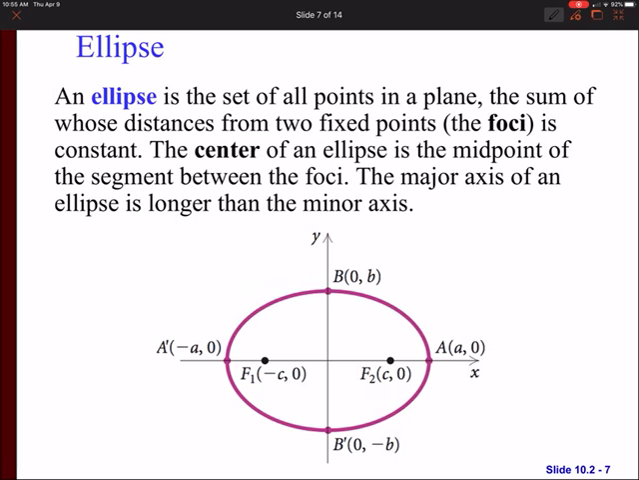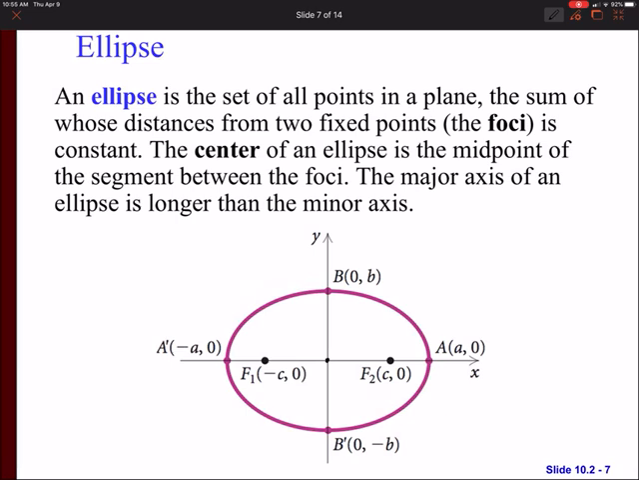So down here you can see a sketch of an ellipse centered here at the origin. So the center point right here in the middle of these two foci, which I've labeled F1 and F2, those two fixed points that are C units from the origin. One of them C units to the right, one C units to the left. But again, you can see the center there at the origin.